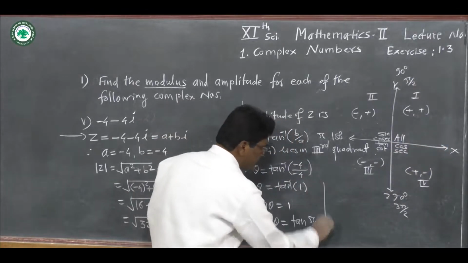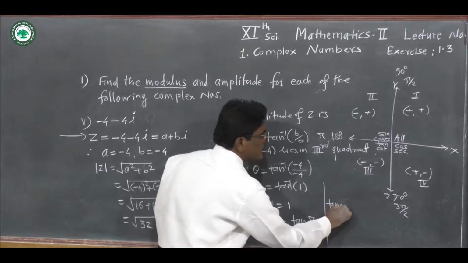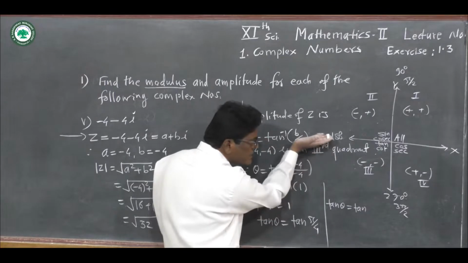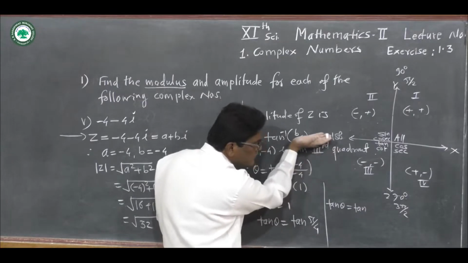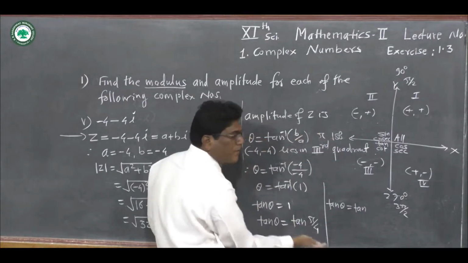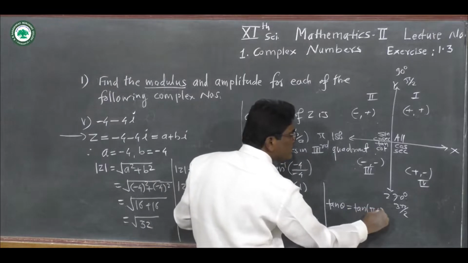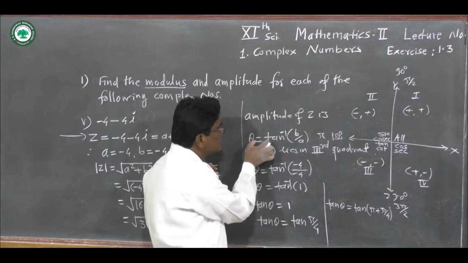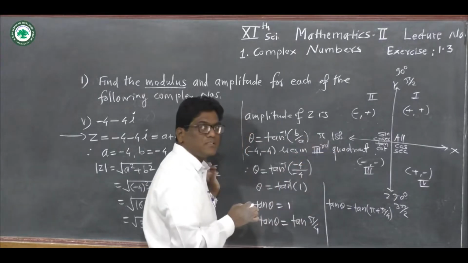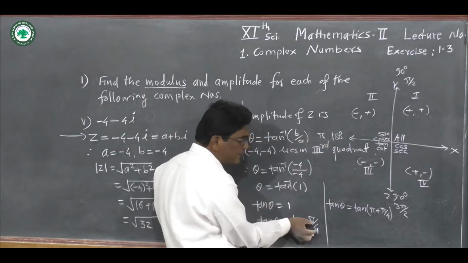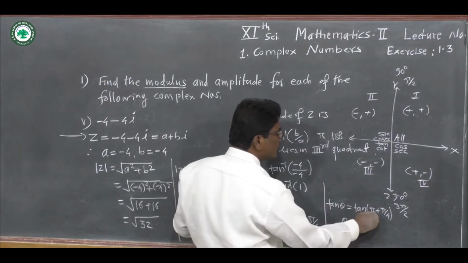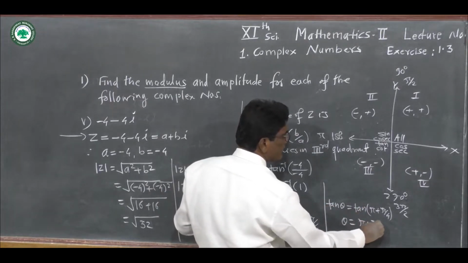Now here it is tan of theta. So in this case we write tan of theta is equal to tan of, we take this 180 plus, that means pi plus this pi by 4. Pi plus pi by 4. Why we take like this? Because this point lies in the third quadrant. So we take pi plus this angle pi by 4, and now we cancel tan and tan. So theta is equal to pi plus pi by 4.